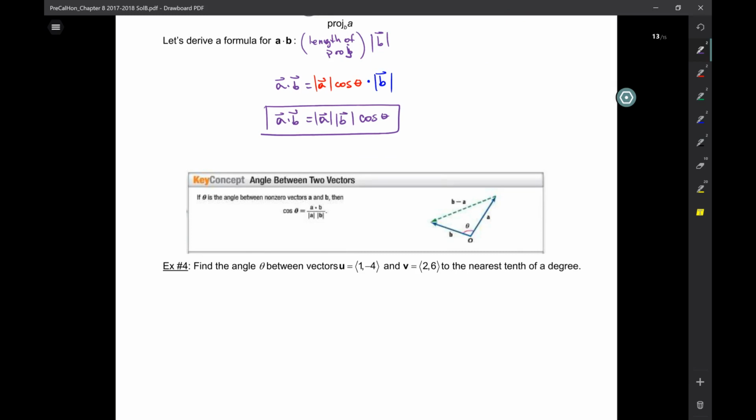So now, I can take this formula in the box and solve it for cosine of theta. Divide, right? So it's A dot B over magnitude of A, magnitude of B, and take a look here. That's what we have over there. So that's how you find the angle between two vectors.